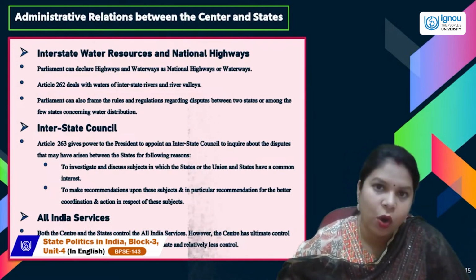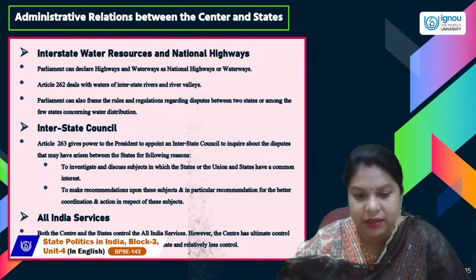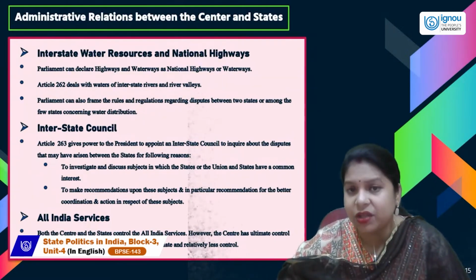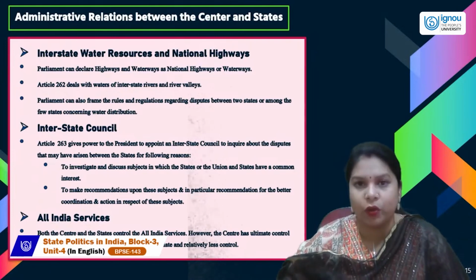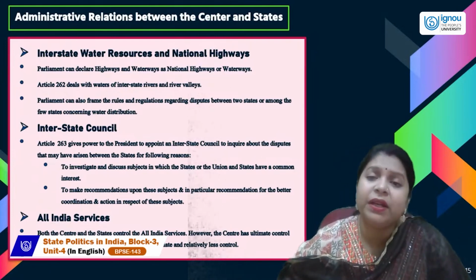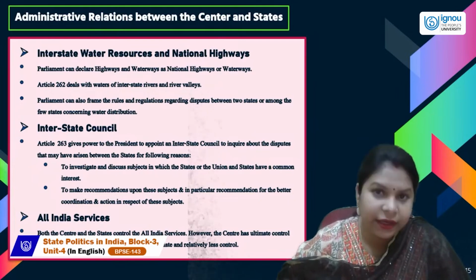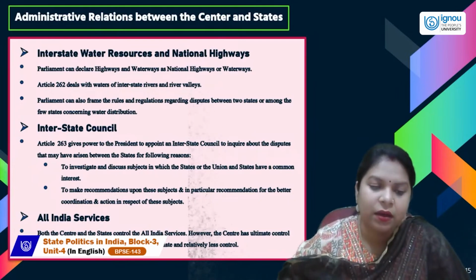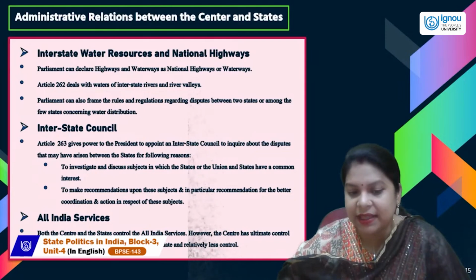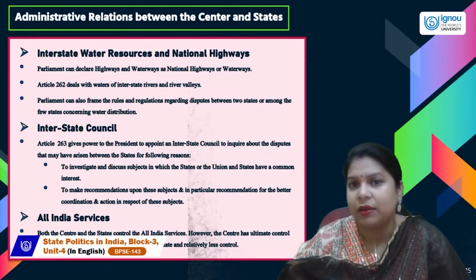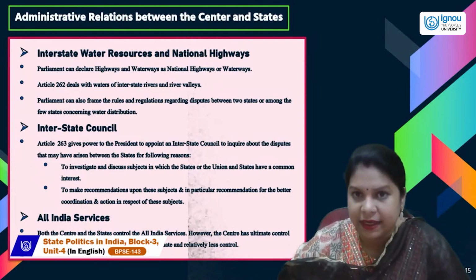So let's talk about the All India Services. Both the center and the states control the All India Services. However, the center has the ultimate control. So it is the center which ultimately controls the All India Service officers, whereas states exercise immediate but relatively less control if we compare the powers of the center and the state.